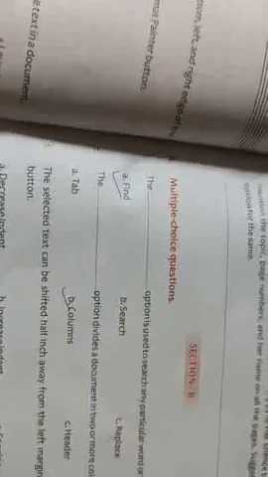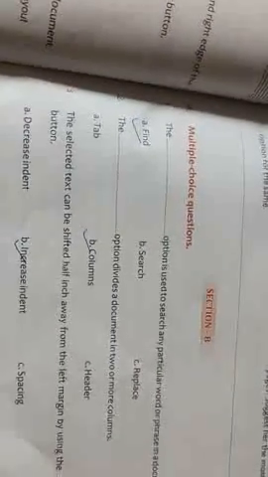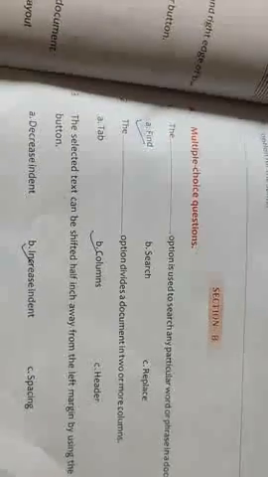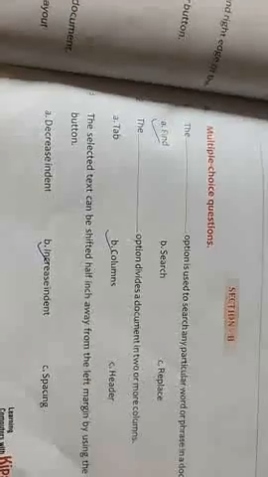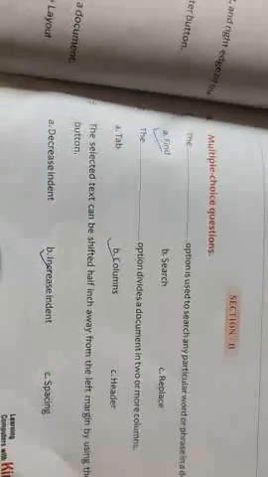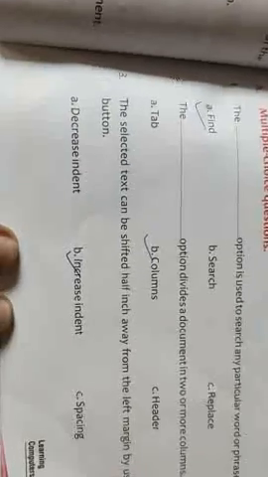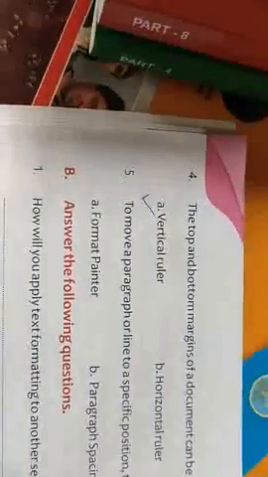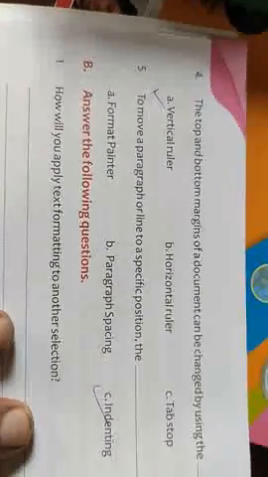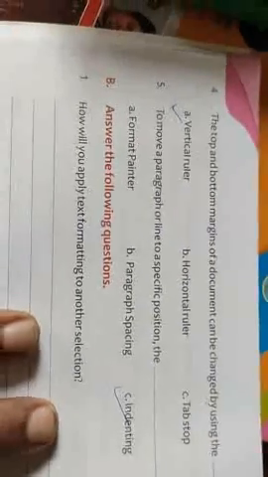First question, the dash option is used to search any particular word or a phrase in a document. Answer is find. Second, the dash option divides the document into 2 or more columns, and the answer is columns. And third, the selected text can be shifted half an inch away from the left margin by using the increase indent button. And question number 4, the top and bottom margins of a document can be changed by using the vertical ruler. To move a paragraph or a line to a specific position, the indenting feature is used.